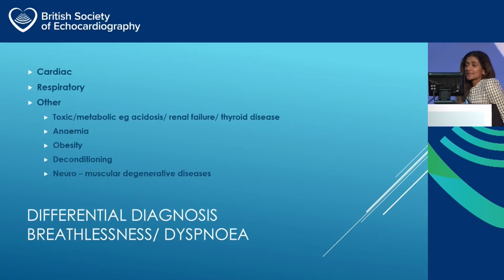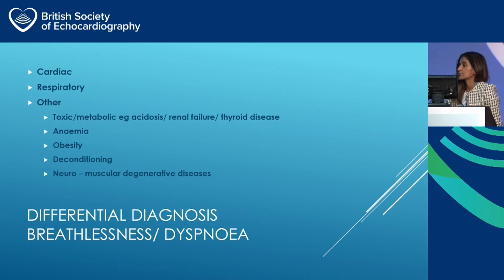So breathlessness is a really wide diagnosis. It's got a huge number of differentials which you need to be aware of. Otherwise, the whole history examination thing becomes very complex. So you need to understand that as well as the cardiac and respiratory causes that might cause breathlessness, there are a number of hormonal, metabolic, toxic, physiological, and even neuromuscular causes of breathlessness.